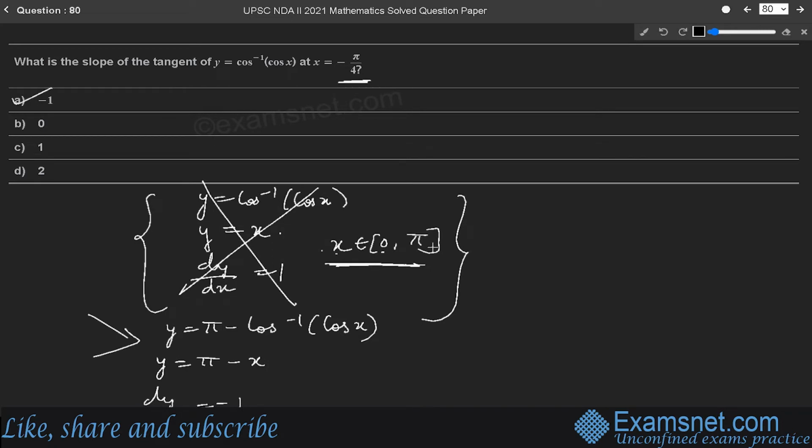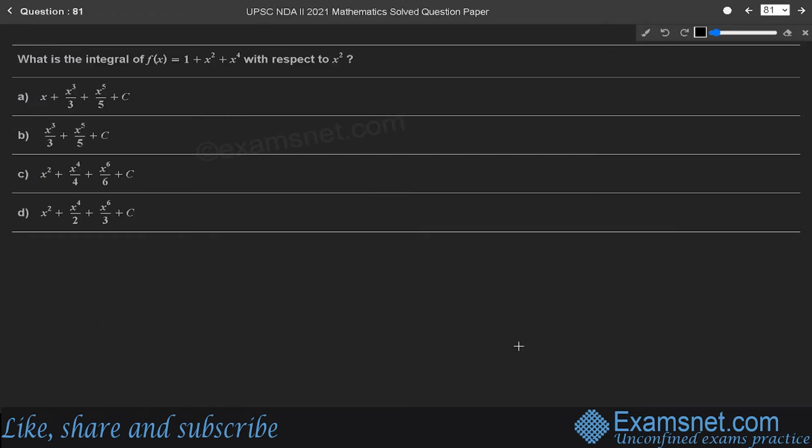I hope all these questions are clear to you, and question requires basic formulas to solve. Here is a question. What is the integral of f of x is equal to 1 plus x square plus x to the power 4 with respect to x square?